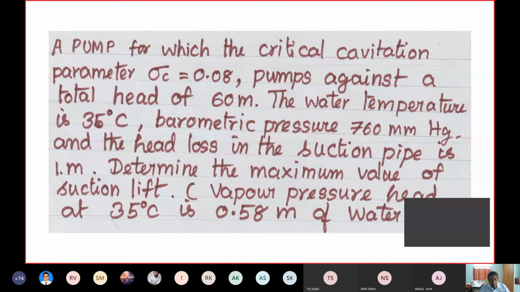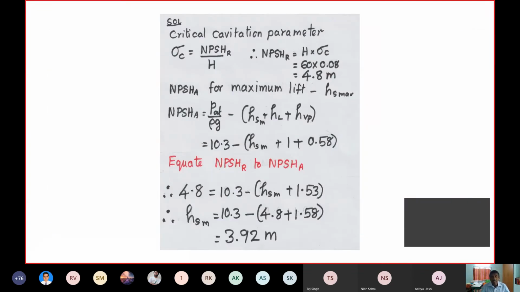Okay, so what is given is the head pumped by the pump, 60 meters. Actually, that is used for calculating the NPSH required. Okay, you'll see in the next line. See, the critical cavitation parameter is defined like this: sigma c, otherwise called the Thoma cavitation parameter. I have not written that. Thoma cavitation parameter is equal to NPSH required by H. So NPSH required is equal to H into sigma c.